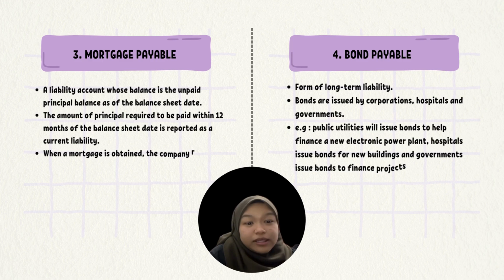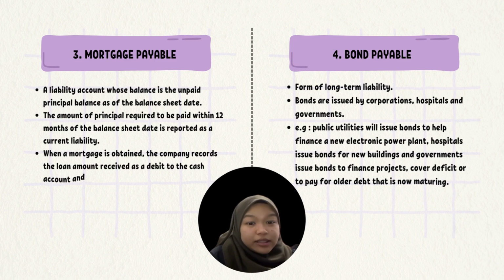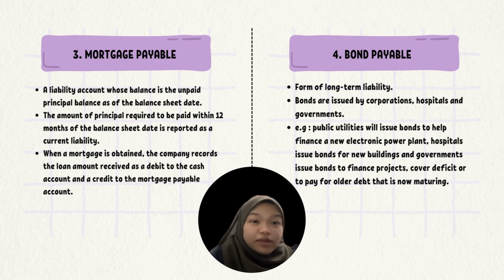Mortgage payable is presented on the balance sheet under long-term liabilities. However, the portion of the principal that is due within the next 12 months from the balance sheet date is classified as a current liability. When a mortgage is obtained, the company records the loan amount received as a debit to the cash account and a credit to the mortgage payable account.